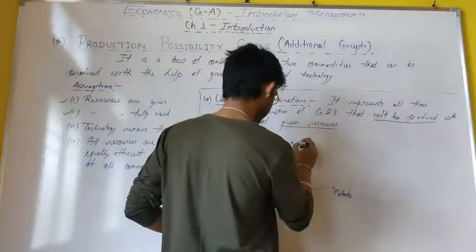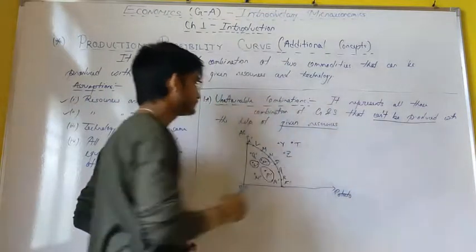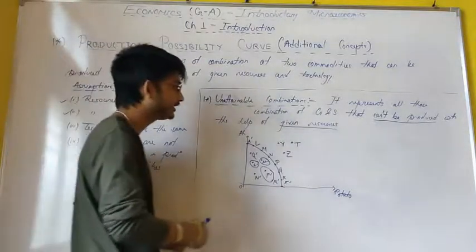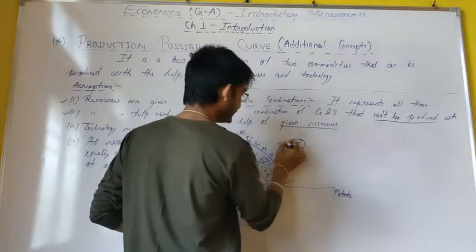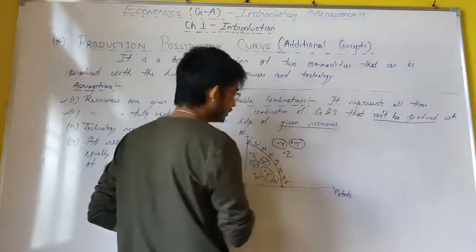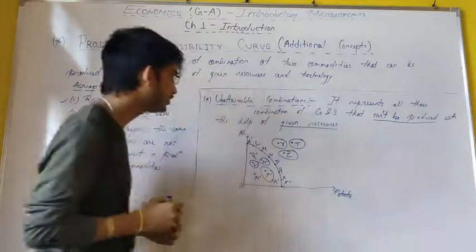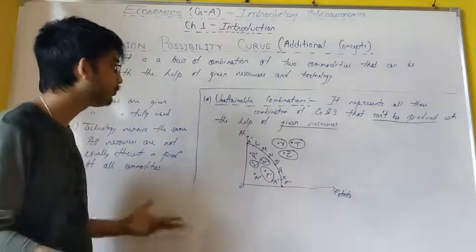Y, T, Z, these points which are lying outside the PPC, we cannot reach point T, there is no way of reaching point T, neither can we reach point Y. At the same time, we cannot attain the Z combination also, because why?